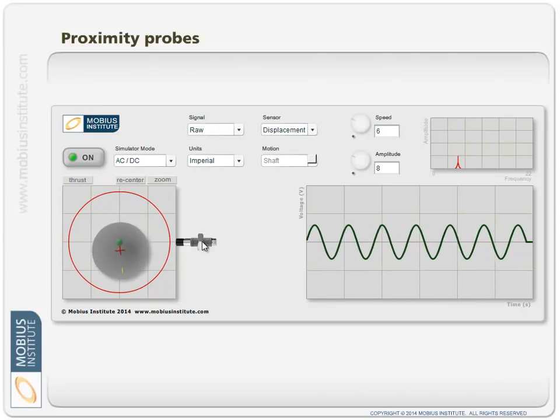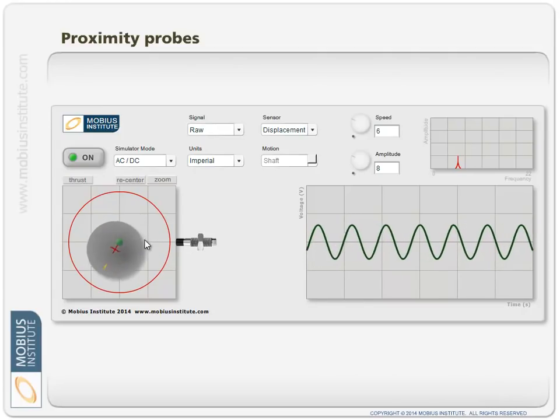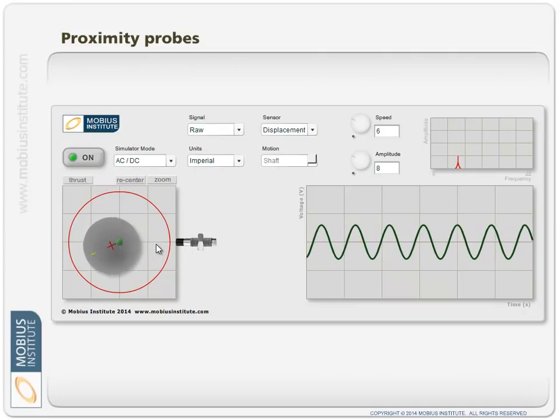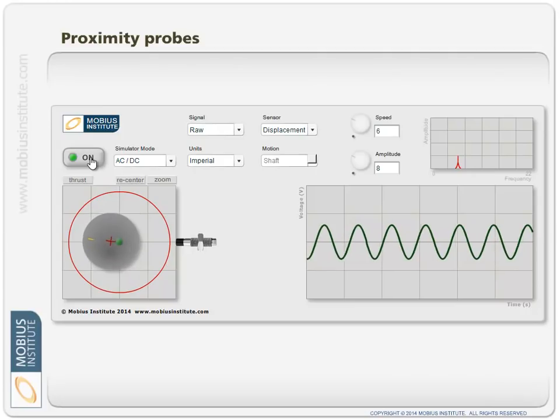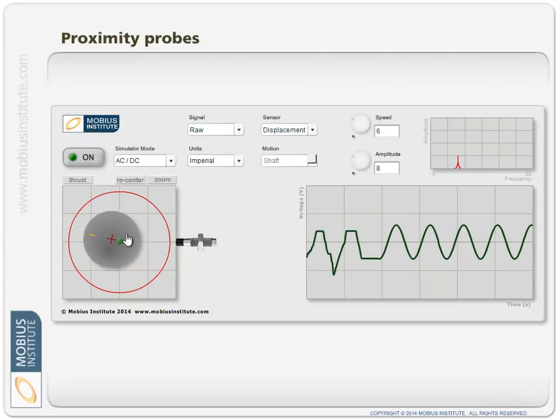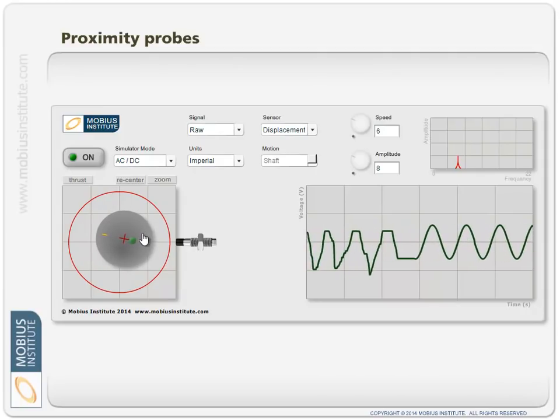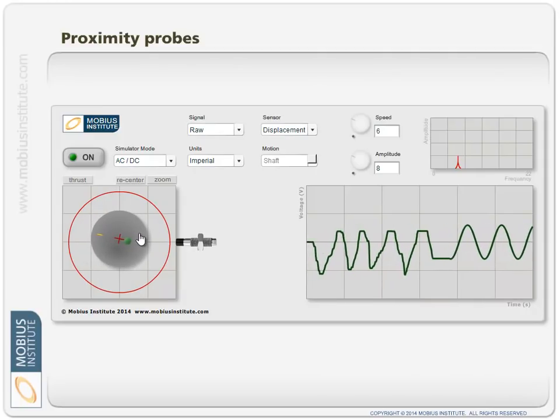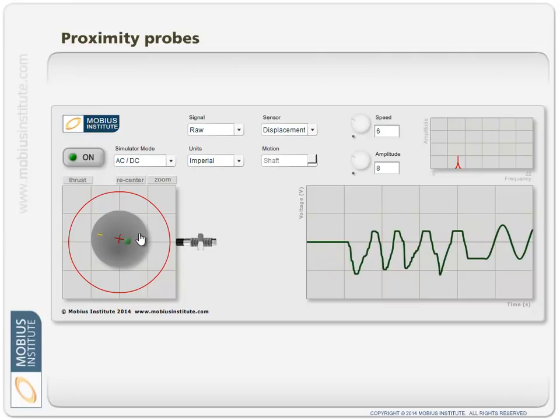It moves towards the probe and away from the probe. Now notice, in this case, I've only got one probe. So that tells us, in this case, what the horizontal motion is. We don't have any idea how much vertical motion there is. So if I stop it moving for a minute and just move it back and forward, all that probe knows is that it's moving towards it and away from it. It has no idea whether it's moving up and down. And that's why we have two proximity probes 90 degrees apart.